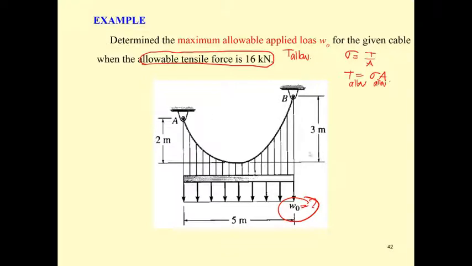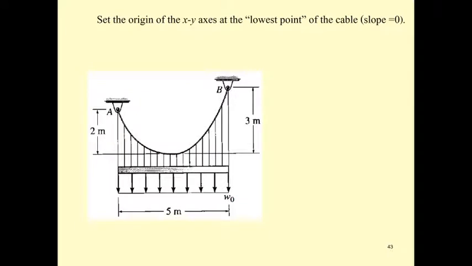From the T allowed, you may specify some sigma allowed and A, and you also know that the sigma allowed is going to be sigma yield of the steel divided by some factor of safety. So that means you can also specify the sigma allowed by the equation that you have from mechanics of materials, right?